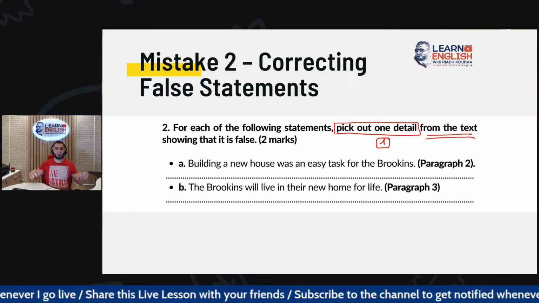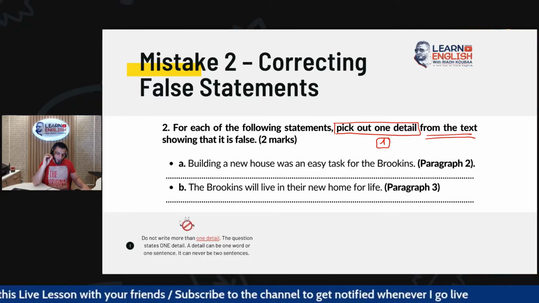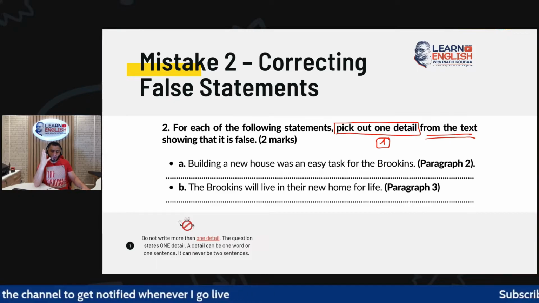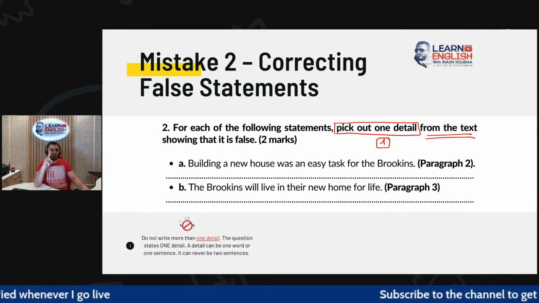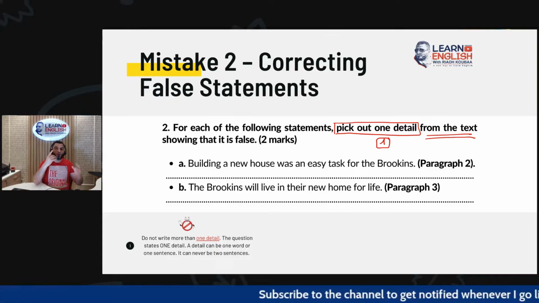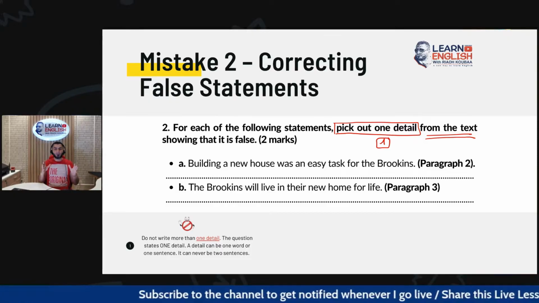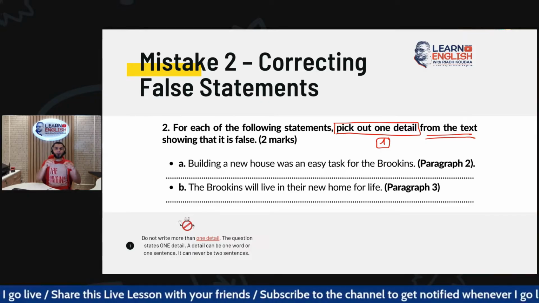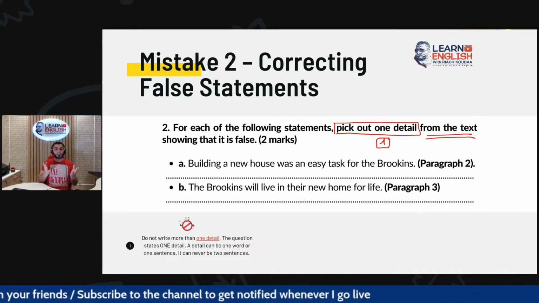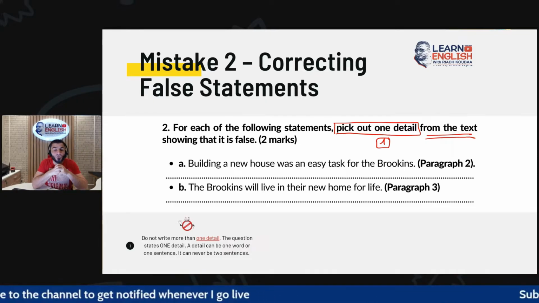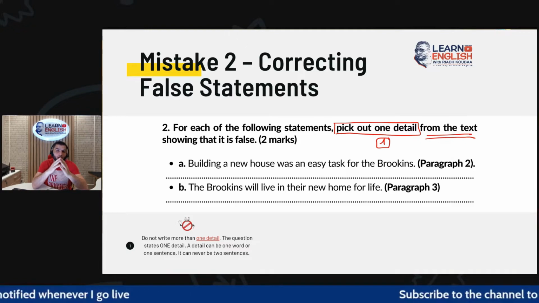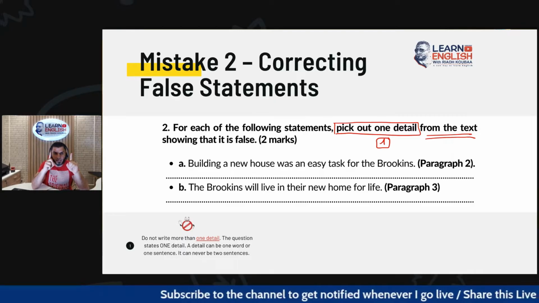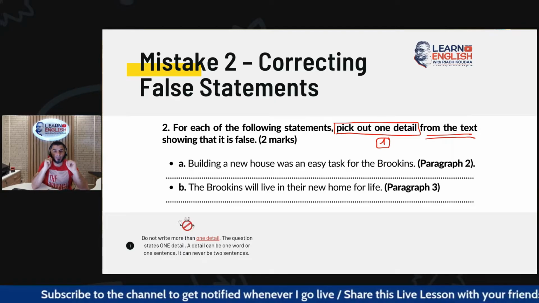Don't add anything. So the first one, do not write more than one detail. What do I mean by that? Because the question states one detail, and a detail can be one word. Maybe you can justify by one word or by one sentence. If you find yourself answering with two sentences, make sure that your answer is not correct. So this is very important. Your answer must be either one word or one sentence, not two sentences. So this is the first mistake.